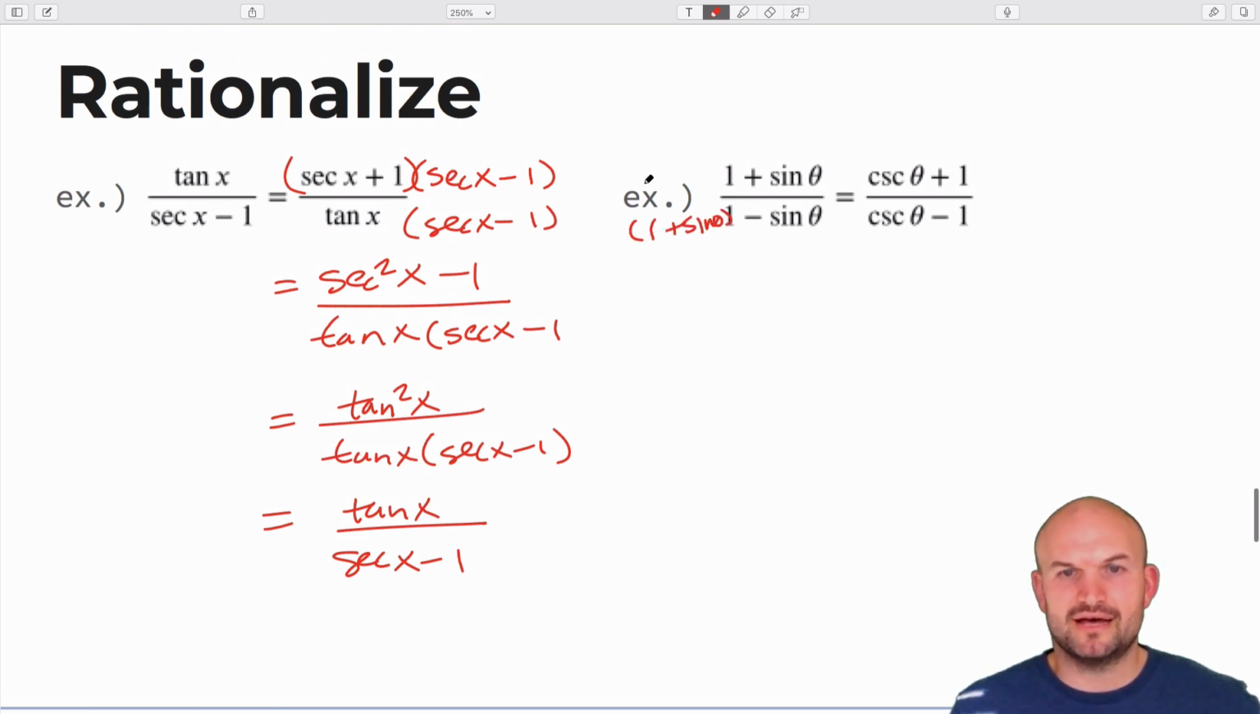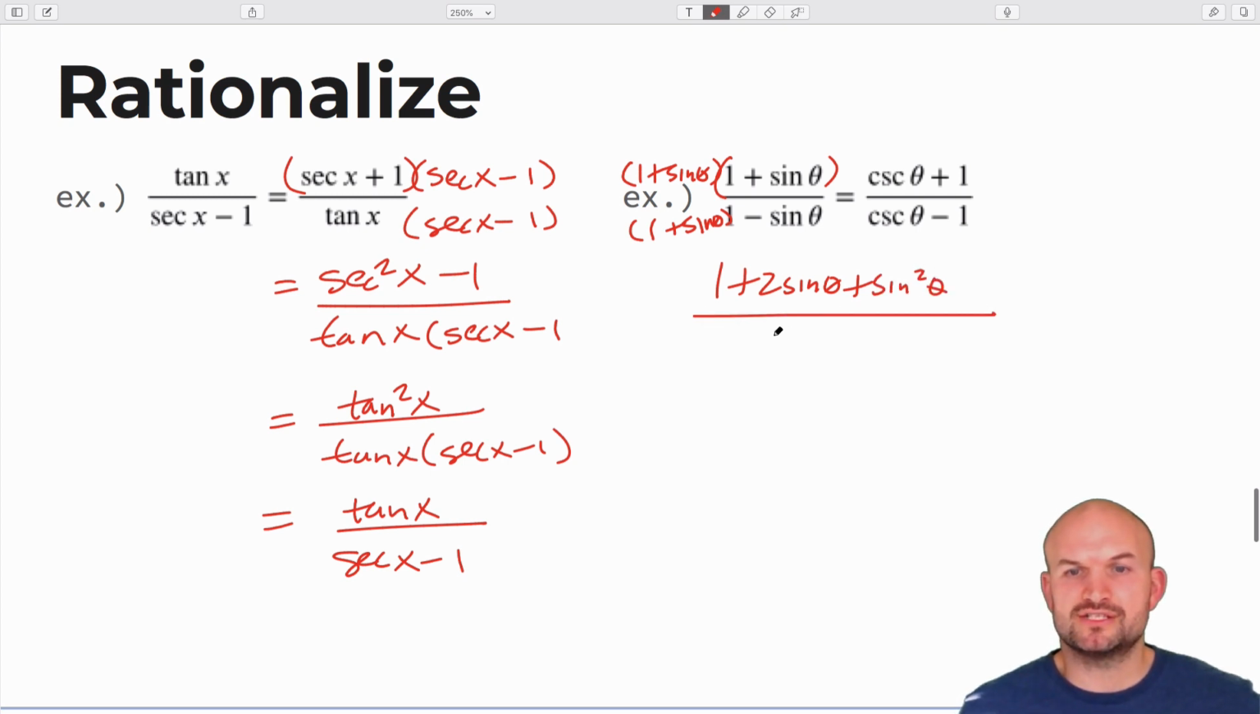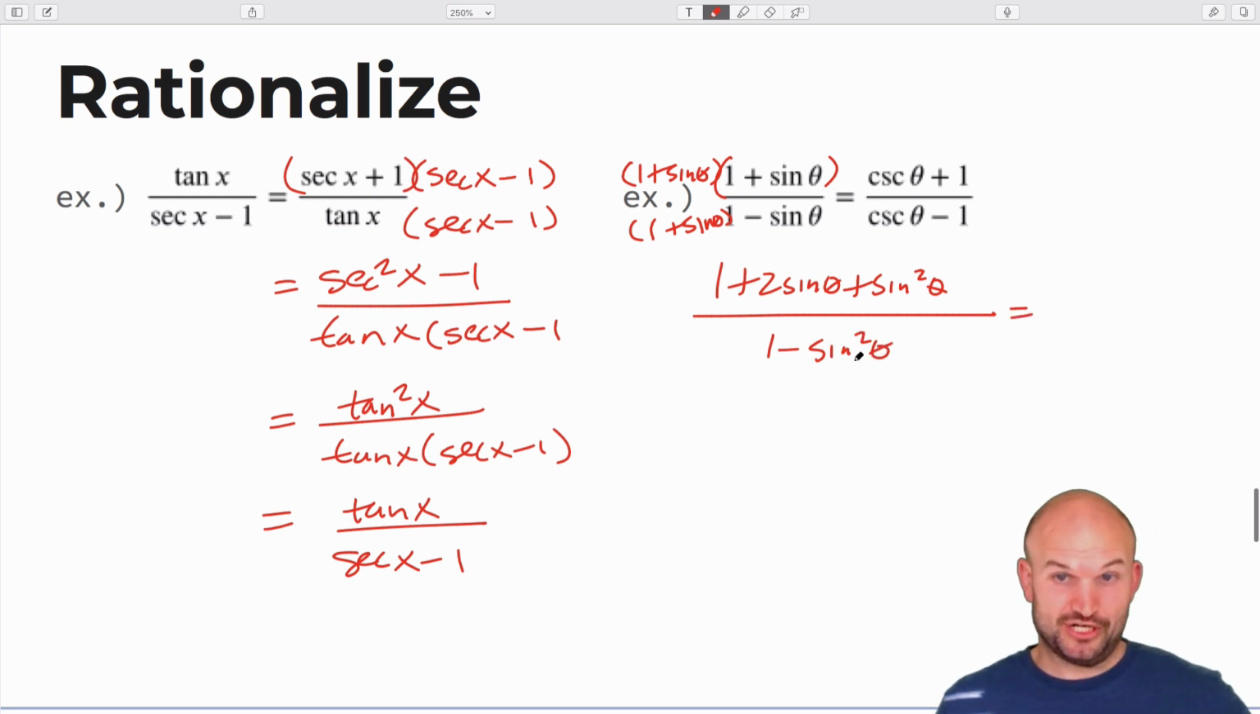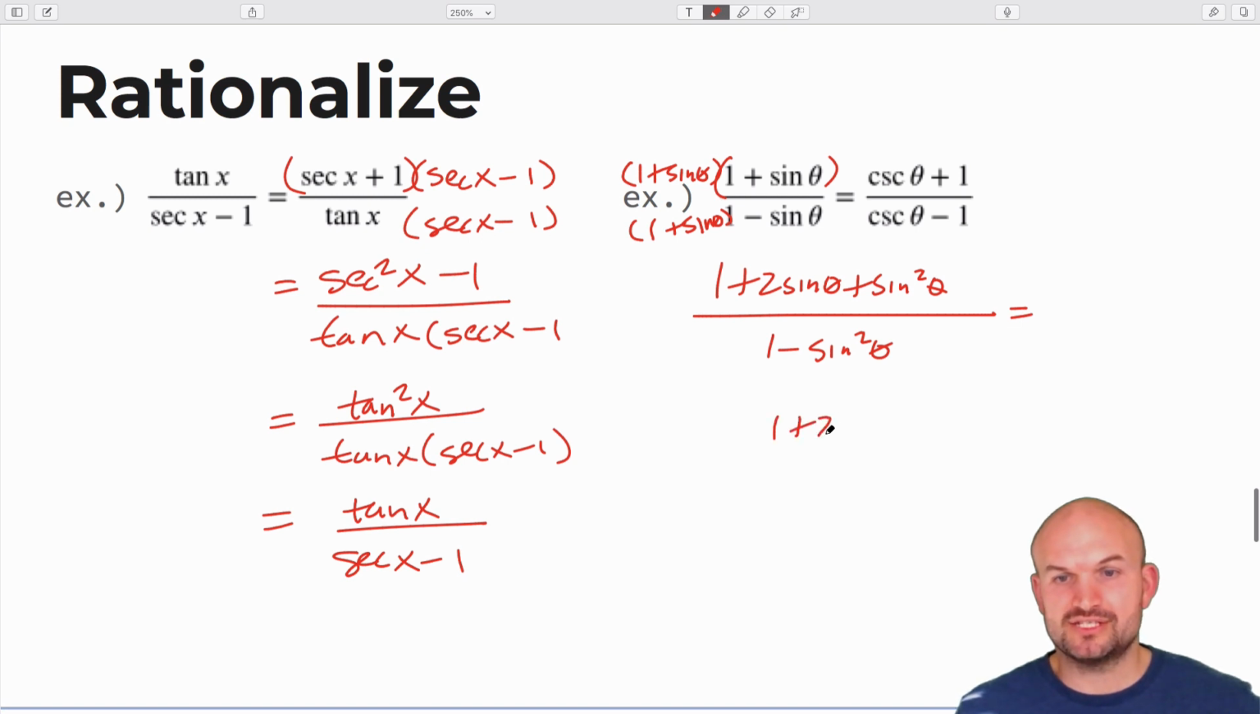sine of theta on the top and the bottom, just because I want to show you guys what this looks like. Okay, so when you multiply this, you have to go ahead and use FOIL. So that's going to be 1 plus 2 sine of theta plus sine squared of theta, all over, here's the difference of 2 squares, so 1 minus sine squared of theta. All right, it doesn't look like anything is getting any easier, right? And then I have 1 plus 2 sine of theta plus sine squared of theta.